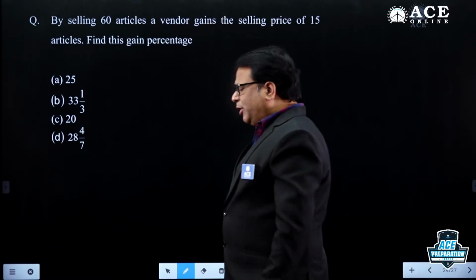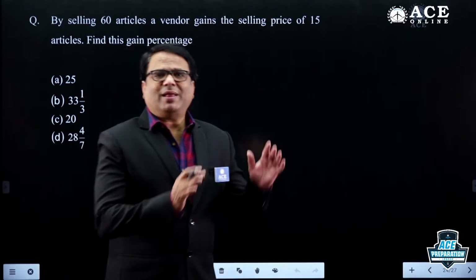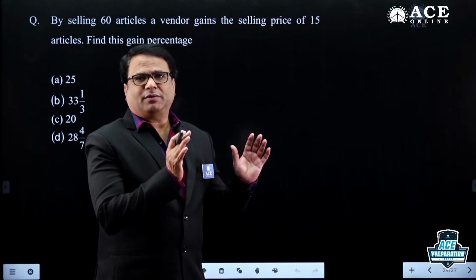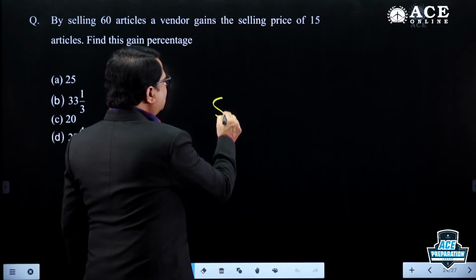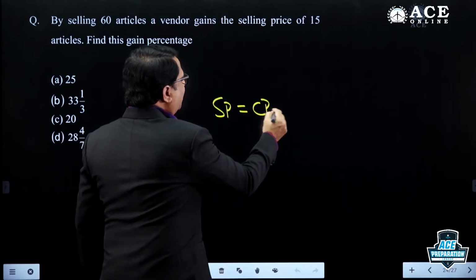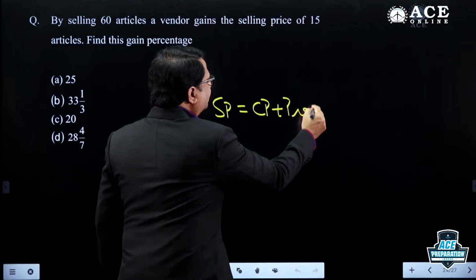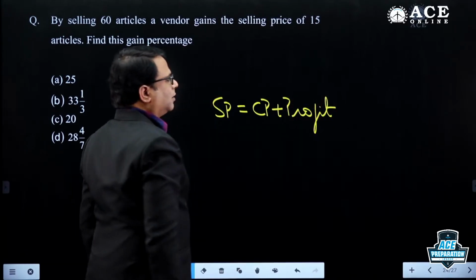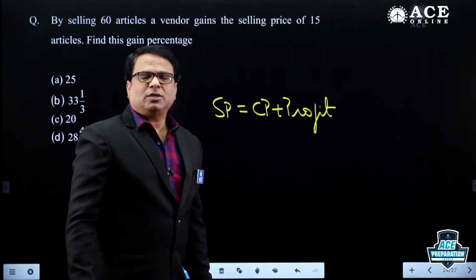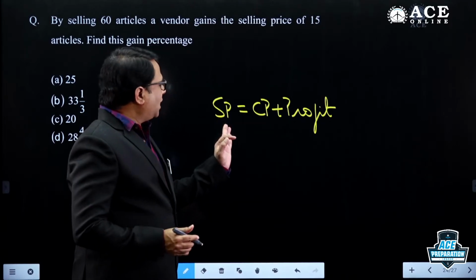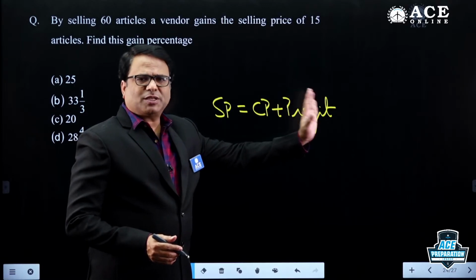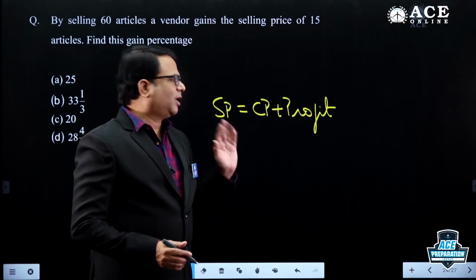Now, we know that when there is a profit in the transaction, selling price is written as cost price plus profit. Whenever there is a profit in the transaction, selling price is written as cost price plus profit. Now we will make use of this formula.